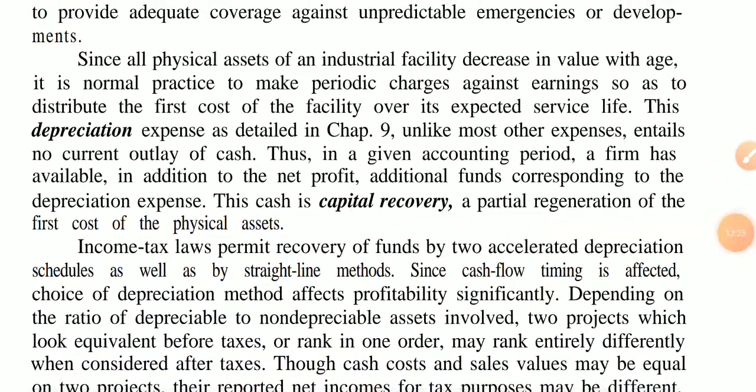Now, since all physical assets of an industrial facility decrease in value with age, it is normal practice to make a periodic charge against earnings so as to distribute the first cost of the facility over its accepted service lifetime. This depreciation expense is detailed in this chapter.